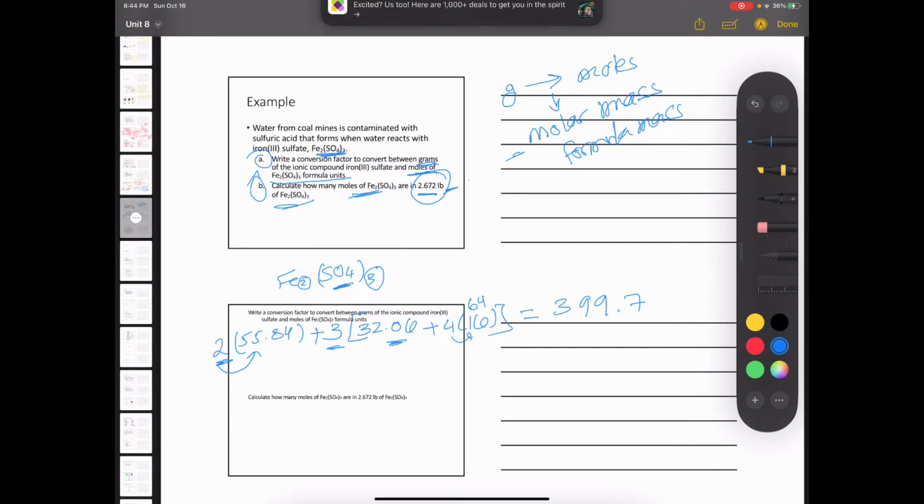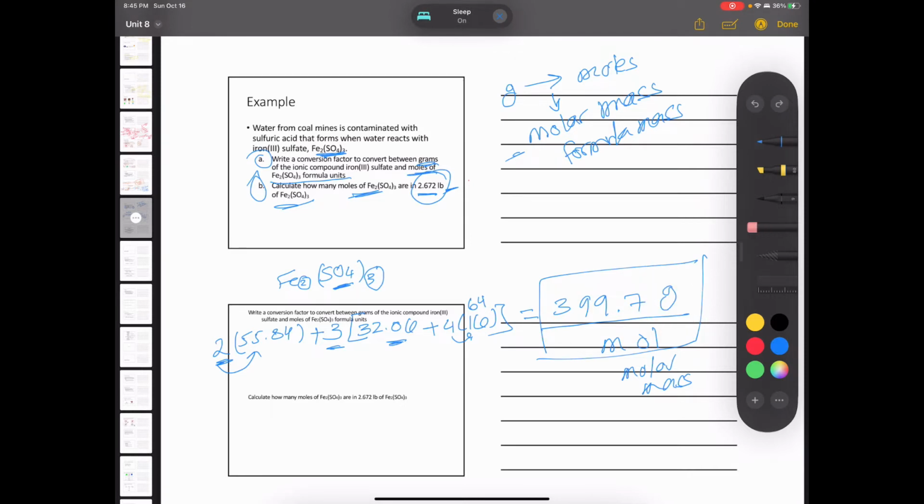Once you add all this up together, the molar mass for the iron sulfate will be 399.7 grams per mole. So this is the molar mass, or the formula mass, for the iron sulfate. At the same time, this is the conversion factor between grams of iron sulfate and moles of iron sulfate, and vice versa. If I have grams of iron sulfate, I can convert that into moles. And if I have moles, I can convert that into grams using this conversion factor, just like we are going to do in the second part.